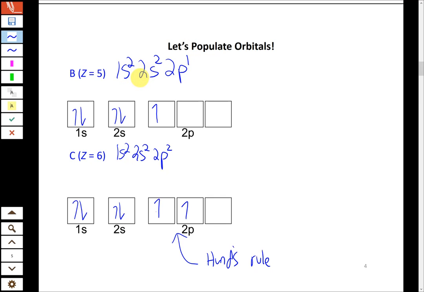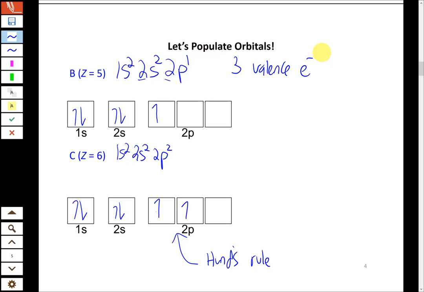So the highest n value is 2 there and there, and there's a total of 3 electrons that have n equals 2: 2s2, 2p1. So this one would have 3 valence electrons. So for p block elements, it's the s and p that are in the outer shell where they have the highest quantum number, n.